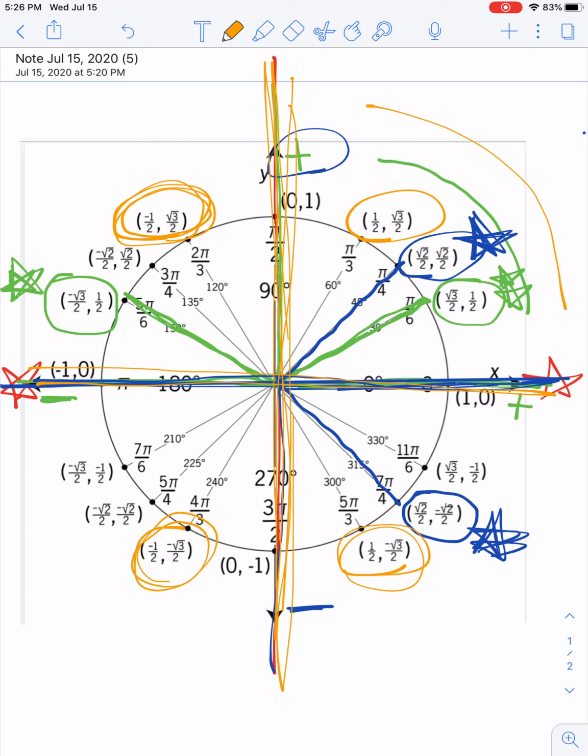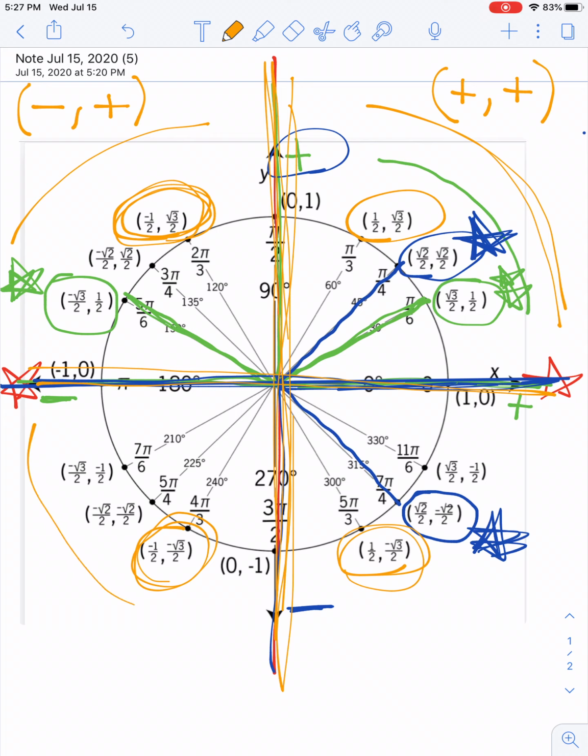So for this quadrant 1, the x coordinate's going to be positive, and the y coordinate's also going to be positive. In this second quadrant, the x's are negative, but the y's are positive. In the third quadrant, both the x and the y are negative, and then in quadrant 4, the x's are positive while the y values are negative.